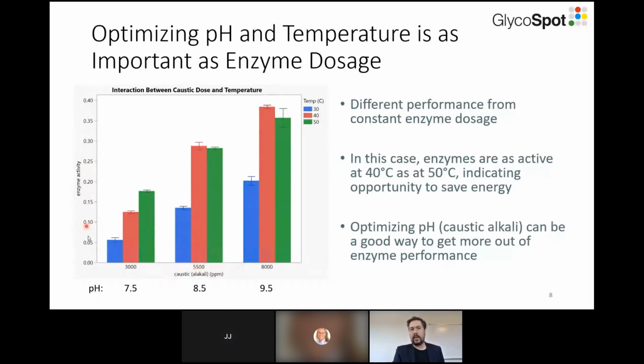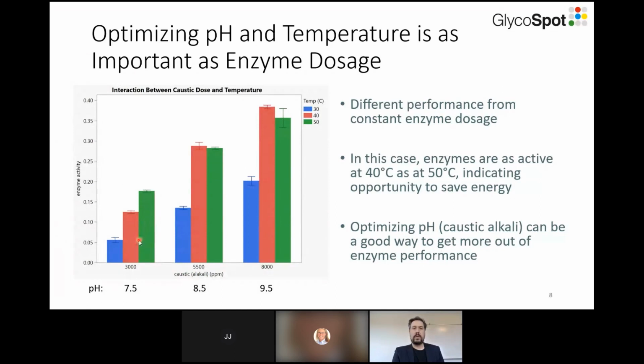So on the left here is a low dosage of alkali product, in the middle is a moderate dosage, and then on the right is a high dosage of alkali product, which increased the pH from the starting pH of 7.5 with a low dosage of the alkali chemical, increasing to 8.5 or up to 9.5, which is closer to the optimum for the protease. And then the three bars in the three different colors are showing the different temperatures. So at 30 degrees, 40 degrees, and 50 degrees.